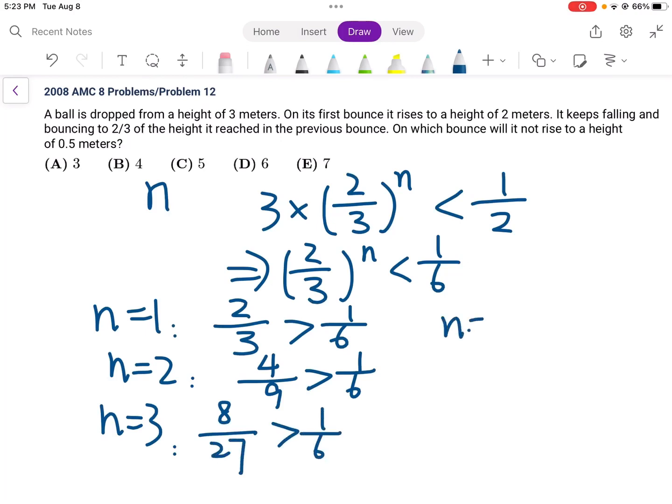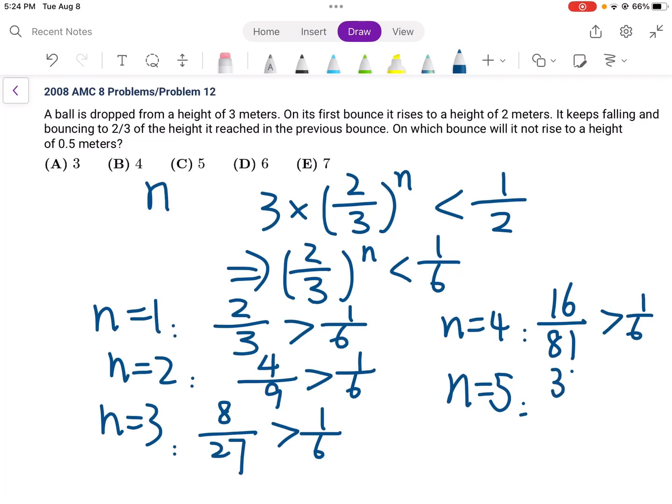And when n equals 4, (2/3) to the power of 4 is 16/81. And that's still larger than 1/6. When n equals 5, we get 32/243, and that is smaller than 1/6. Therefore, the ball bounces 5 times when it does not rise to a height of 0.5 meters. The answer is C.